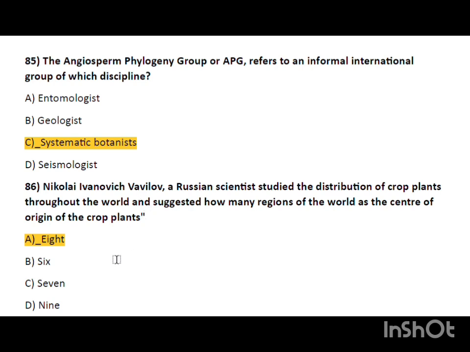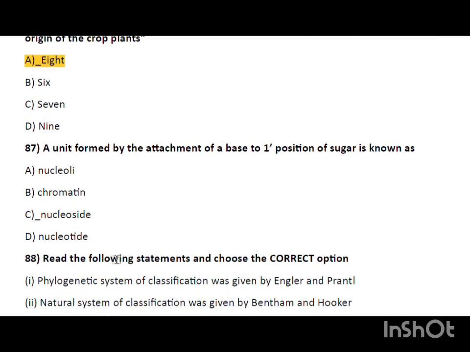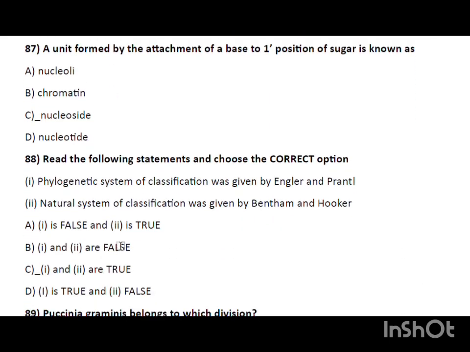Then question number 87. A unit formed by the attachment of a base to the first prime position of sugar is known as: option A nucleoli, option B chromatin, option C nucleoside, option D nucleotide. The correct answer is option C, nucleoside.